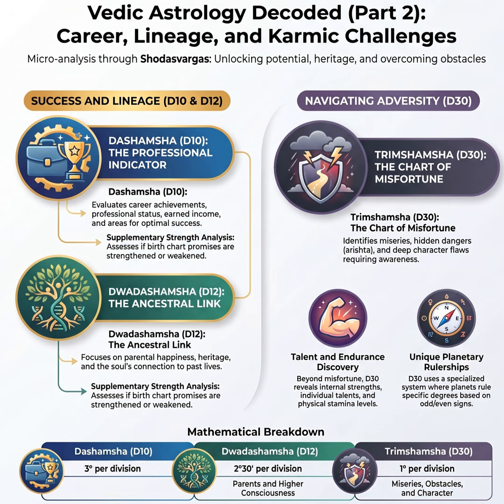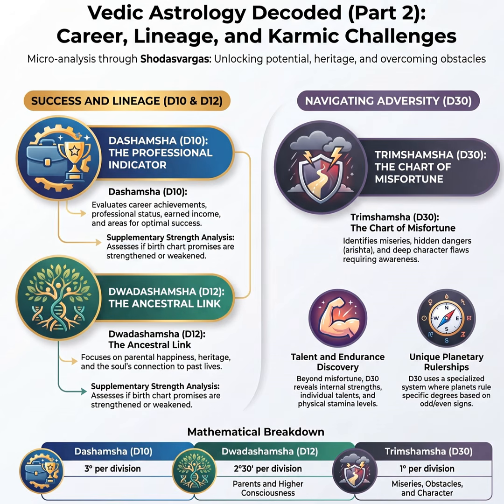So here's our roadmap for today. We are going to start with the D10, the Dashamsha. This is the ultimate, undisputed chart for your career, your concrete achievements, and your professional standing in the world. The big one. The big one. From there, we are going to travel backward in time to the D12, the Dwadashamsha. And this one is wildly fascinating because it covers our parents, our deepest roots, and even, get this, our past lives. Oh, it gets deep.